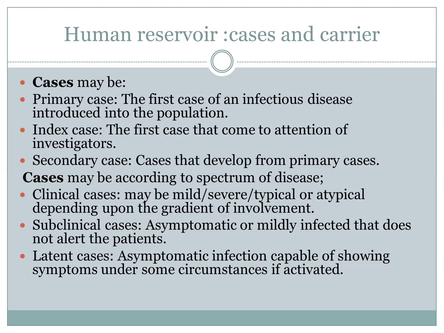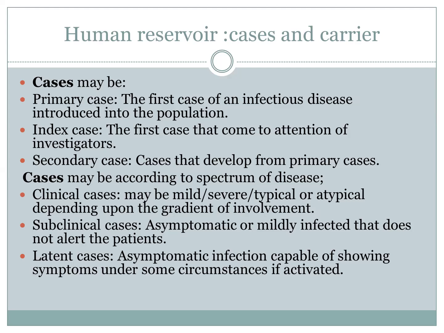Latent cases are asymptomatic infection capable of showing symptoms under certain circumstances. For example, latent TB, which is the TB that is present in healthcare providers, in which if we do tests like tuberculin skin test, Mantoux test, it would not come out, it would only come out positive when the person is immunocompromised. And if we do the chest X-ray of the patient, we would not see the findings that are normally reported in typical tuberculosis patients.